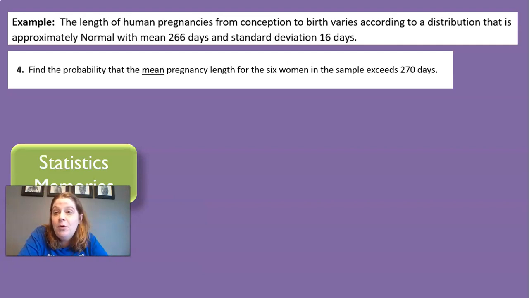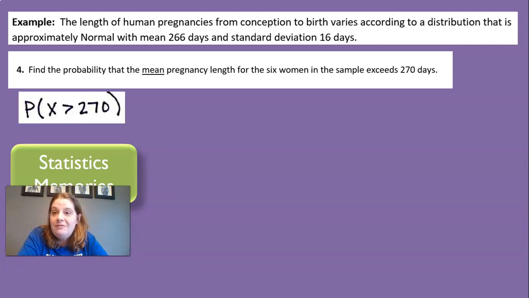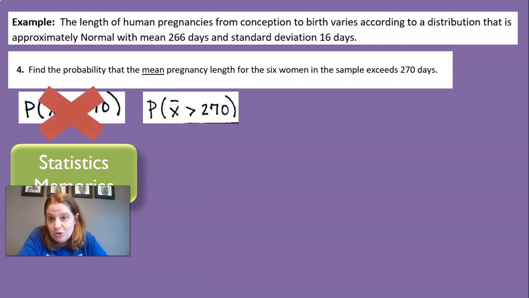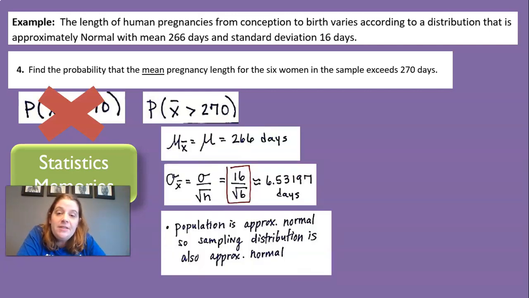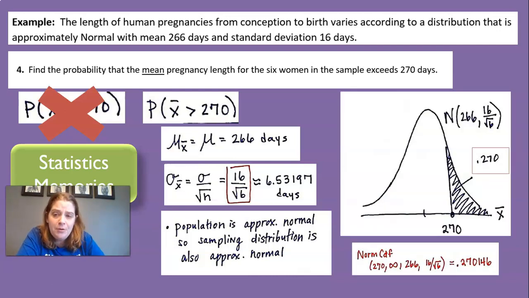And then finally, we talked about if you wanted to find a probability of a mean, so not the probability of a single value, but the probability of a mean. For example, find the probability that the mean pregnancy length for 6 women exceeds 270 days. You start off by thinking, okay, is it one pregnancy greater than 270? Nope, it's the average, so it's an x bar probability greater than 270. And then you would find the mean and the standard deviation. You'd confirm that the sample shape is approximately normal. And then you set up a normal distribution with those parameters identified with the boundary and the direction, and use your calculator to find that probability using that norm CDF.